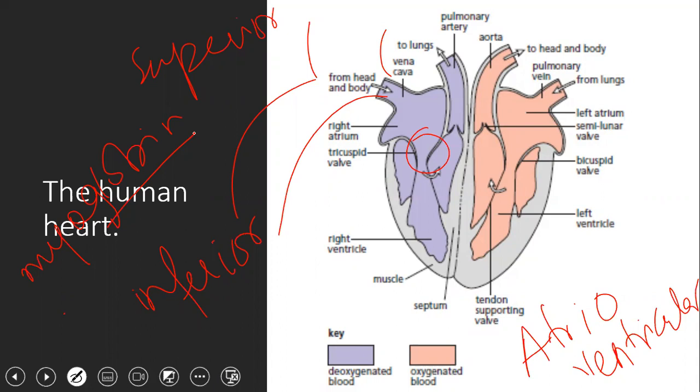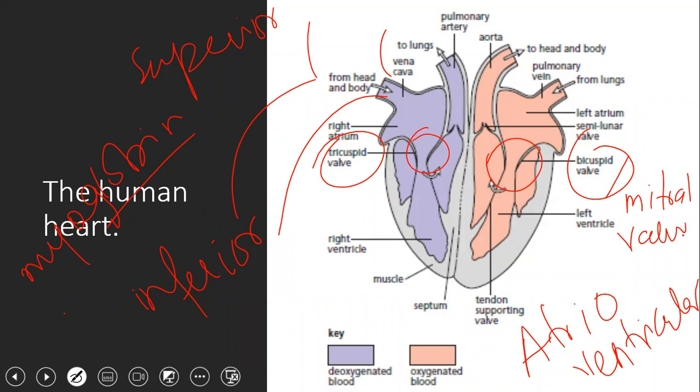Now, a little more things we have to go over. Your atrioventricular valve is the general terminology for the valve you find between atrium and ventricle. They have specific names as well. On the right side of the heart, it is known as the tricuspid valve. On the left side of the heart, it is known as a bicuspid valve, or another terminology for that is mitral valve.